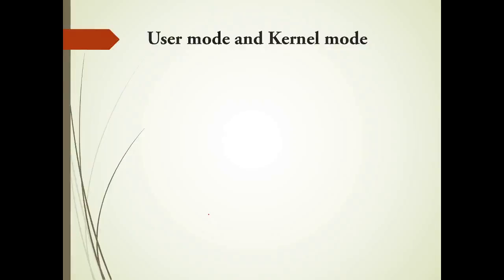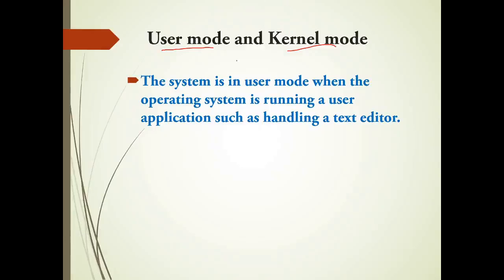There are two modes of operation in an operating system, user mode and kernel mode. So let us understand what a user mode is. The system is in user mode when the operating system is running a user application such as handling a text editor. By the name only you'll understand what user mode is. User mode means where the user is going to run their applications, like working on MS Word, playing a game, listening to music, or executing any programs. So by default the user will be running the various applications in user mode.